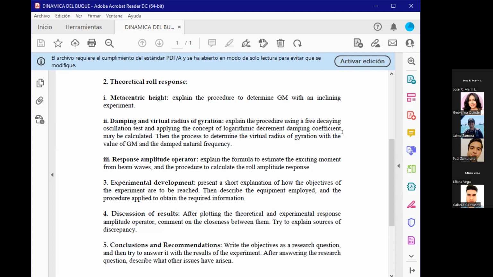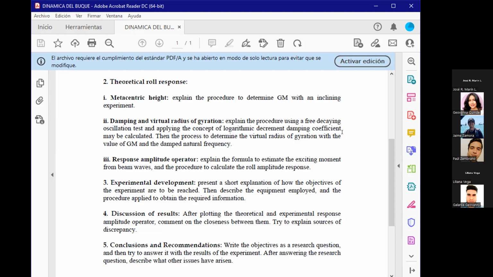So there you have a way to check the formulation that you employed in the previous homework. Then three, go on please, response amplitude operator. Explain the formula to estimate the exciting moment from beam waves and the procedure to calculate the roll amplitude response. So in this case, it's just to explain. You don't need to deduce it in detail.